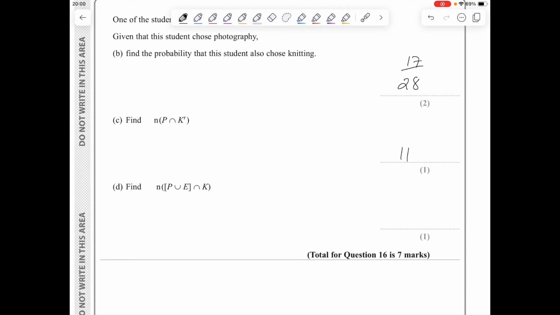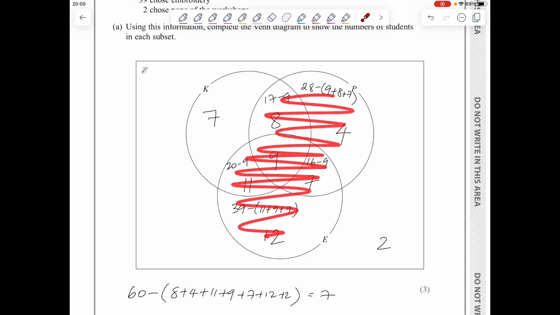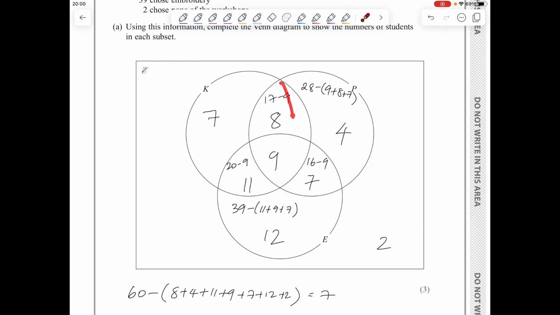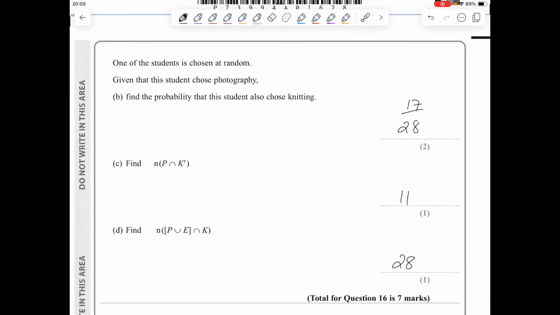And finally, for D, I want P union E and then intersection with K. P union E are all these numbers here, and I want the intersection of that with K. So I'm referring to these three numbers, 11, 9, and 8, which gives a total of 28 students.